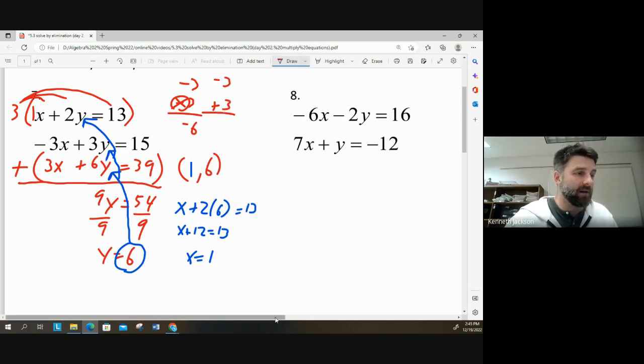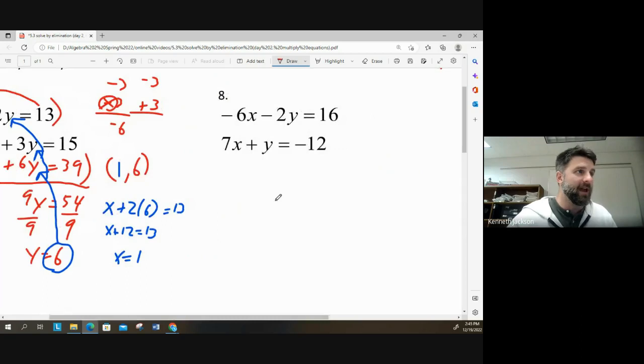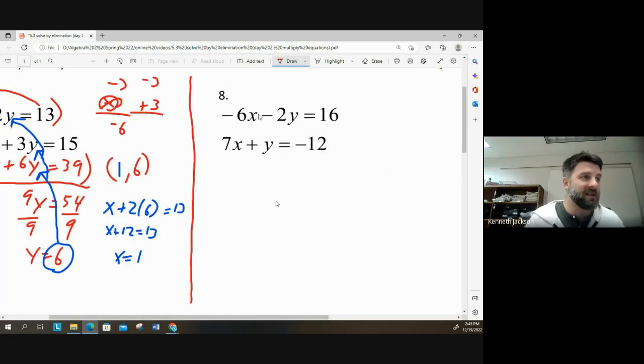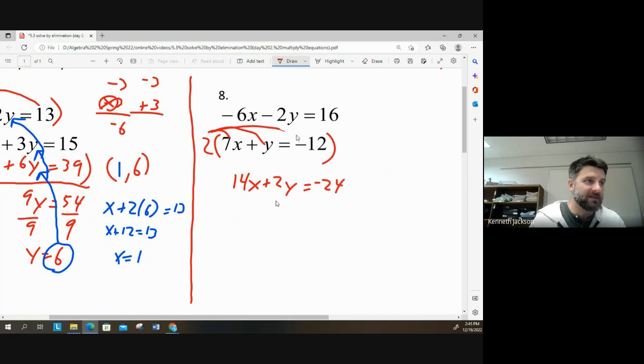Again, this is elimination day 2, where we have a little bit of work to do before we add or subtract our equations. For example, on number 8, x's are lined up, y's are lined up, but neither of those variables are the same. I can't multiply a 6 and make it a 7, but I can multiply a 1 and make it into a 2. So I multiply the bottom equation by 2. So this bottom equation turns into 14x plus 2y equal negative 24. That's distributing.